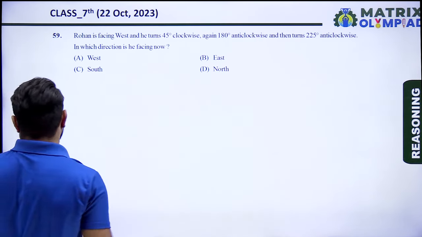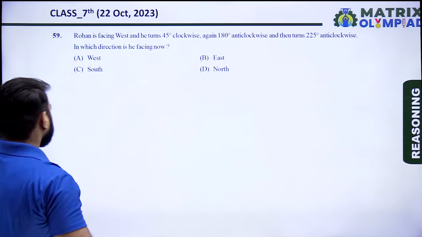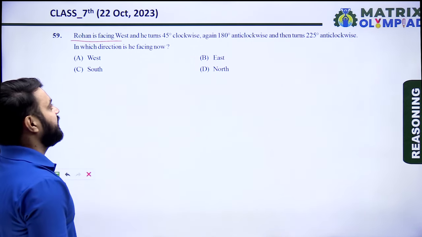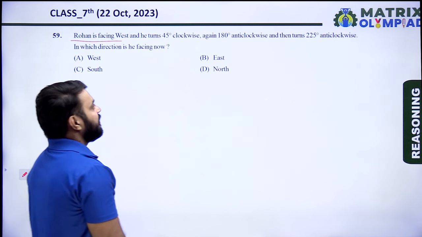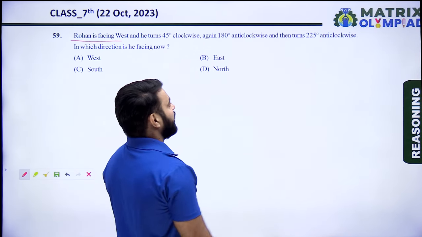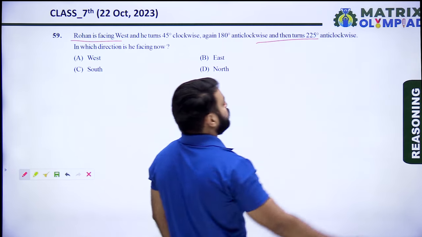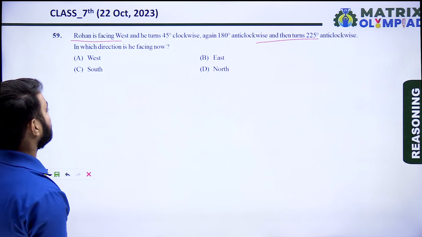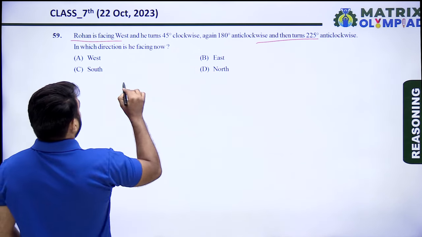So, next question is question number 59. Rohan is facing west. He turns 45 degrees clockwise. Again, 180 degrees anti-clockwise and then turns 225 degrees anti-clockwise. In which direction is he facing now?